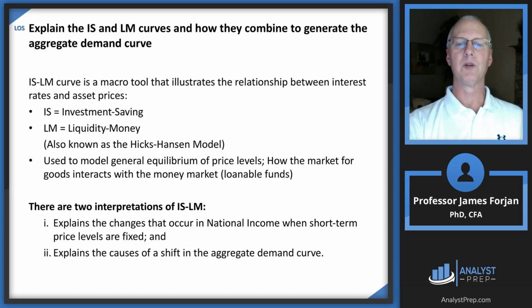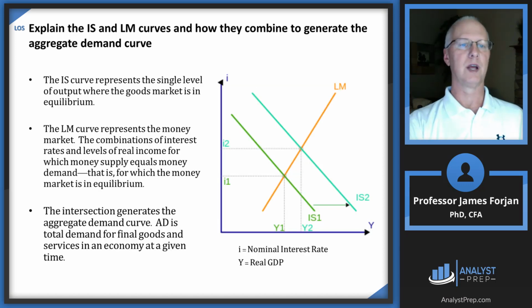All right, two interpretations of the IS-LM relationship: it explains the changes that occur in national income when short-term price levels are fixed, and it explains the causes of a shift in the aggregate demand curve. And we'll talk about that here in just a second. All right, so let's go ahead and look at the curve. Explain the IS and LM curves.